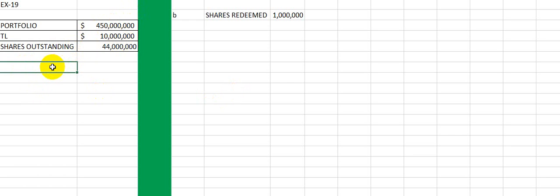Now we need to calculate the net asset value. The net asset value is equal to the total value of the portfolio minus the market value of liability divided by the number of shares outstanding. Okay.